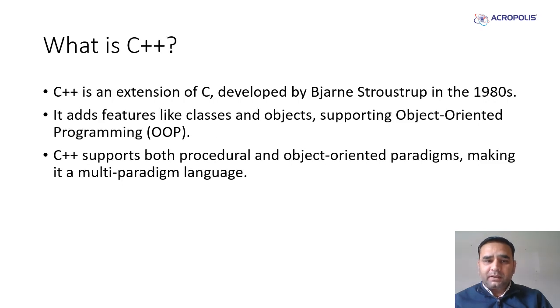What is C++? C++ is an extension of C that was developed by Bjarne Stroustrup in the 1980s. It adds some features into C like classes and objects, that is, it supports object-oriented programming. C++ supports both procedural and object-oriented paradigms, making it a multi-paradigm language.